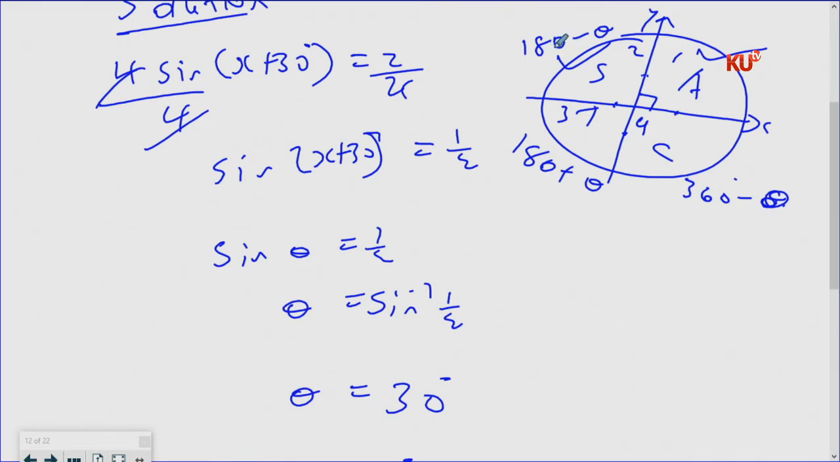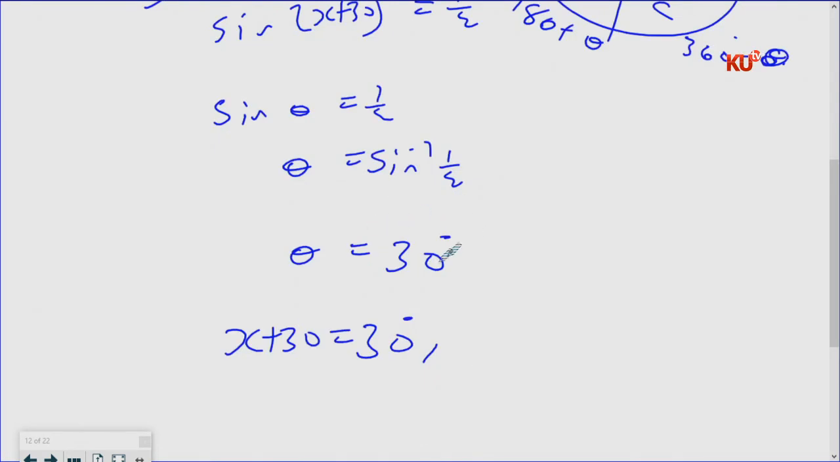So let's get an angle here. You'll have 180 minus theta. Your theta is 30. Don't forget that. So you'll have 180 minus 30, which will give us 150 degrees.